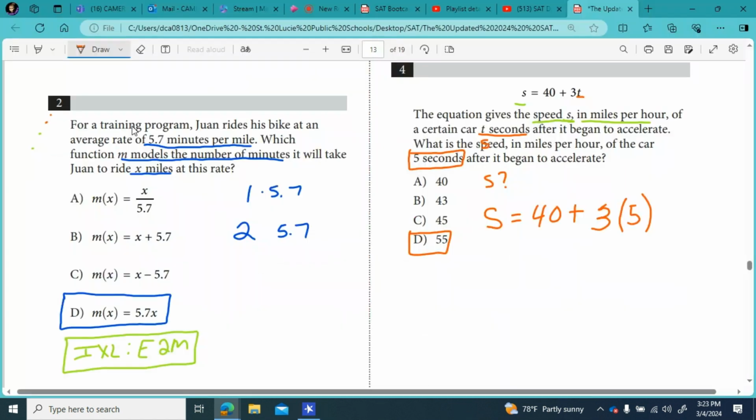And if you want to practice something similar to this on the IXL rather than Khan Academy, the IXL code would be YJT.